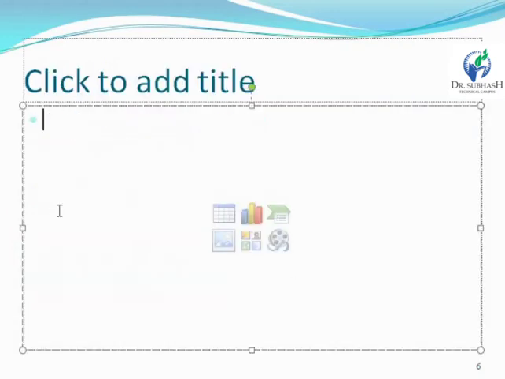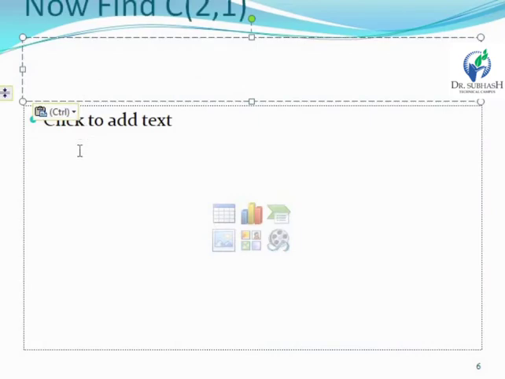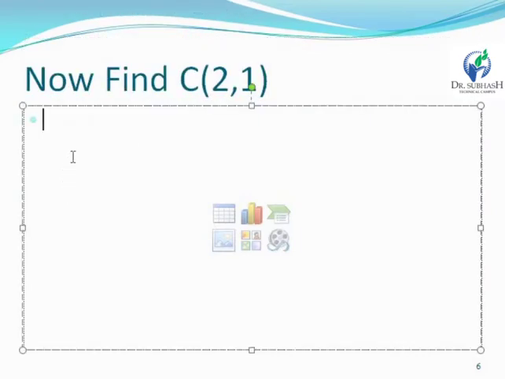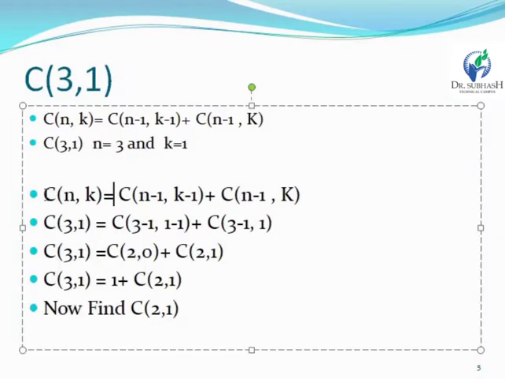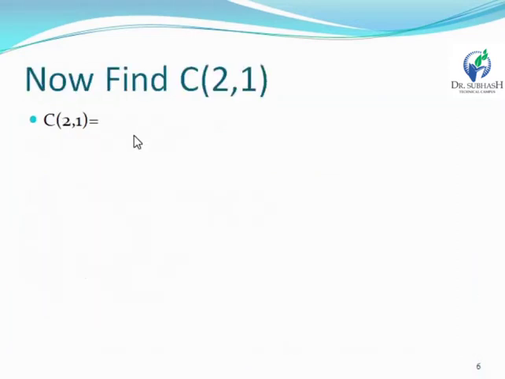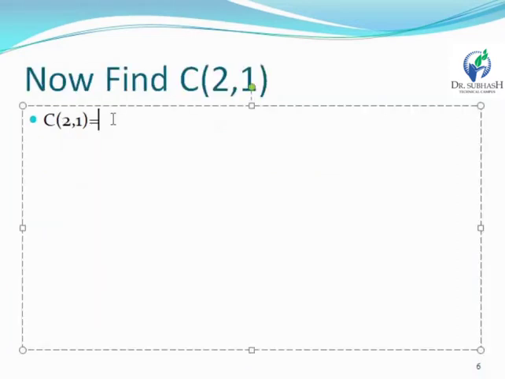So next, you can show that we can find the 2, 1 value. Now the next you can find 2, 1. So C of 2, 1 here. Then you can add the condition here. So this is the condition, just copy and paste if you have any problem. Then here we can find that n equal to 2 and k equal to 1.